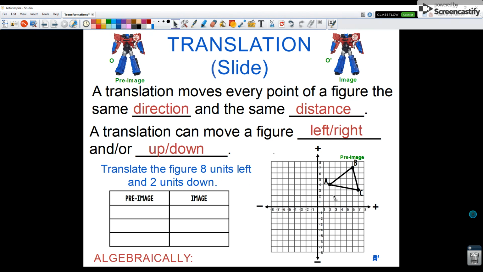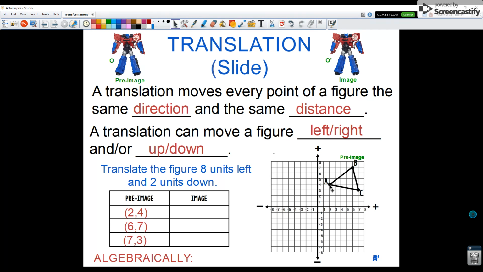Before we do that, let's look at the coordinates of the pre-image. Coordinate A is located at (2, 4). B is located at (6, 7). And point C is located at (7, 3).